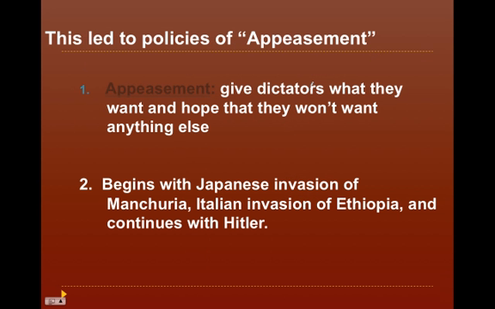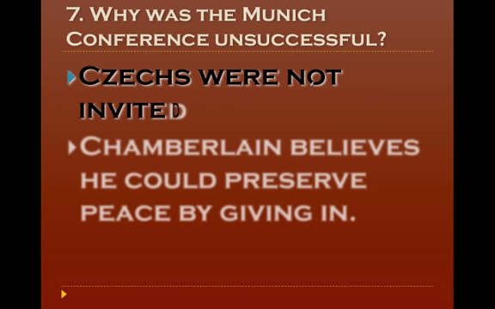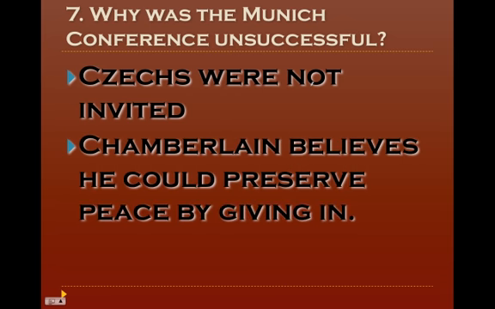Where did we see it? Japan attacks Manchuria. Nobody says anything. Italy invades Ethiopia. Nobody says anything. And Hitler invades the Rhineland and Austria. Nobody says anything. Some of the other reasons the Munich conflict was unsuccessful: the Czechs weren't invited, and Chamberlain believes he could preserve peace by giving in.